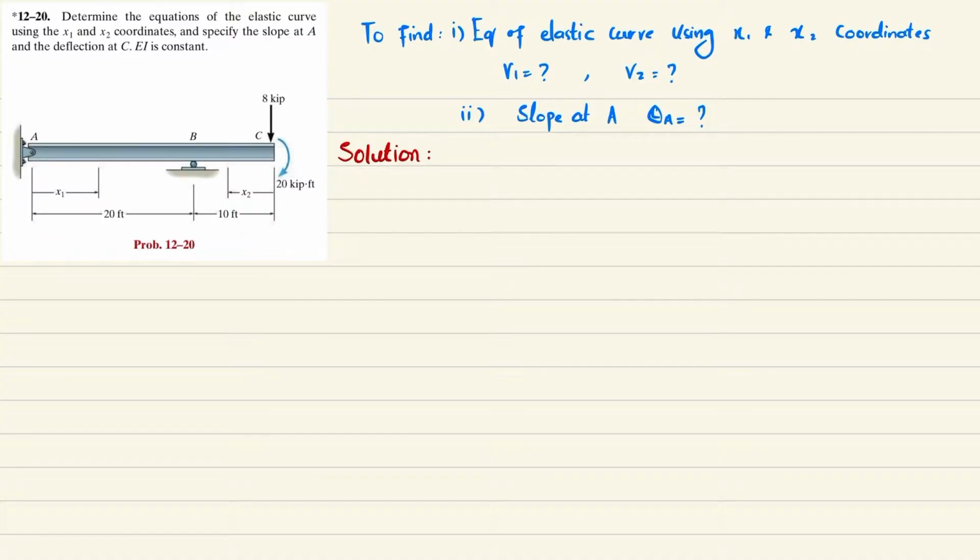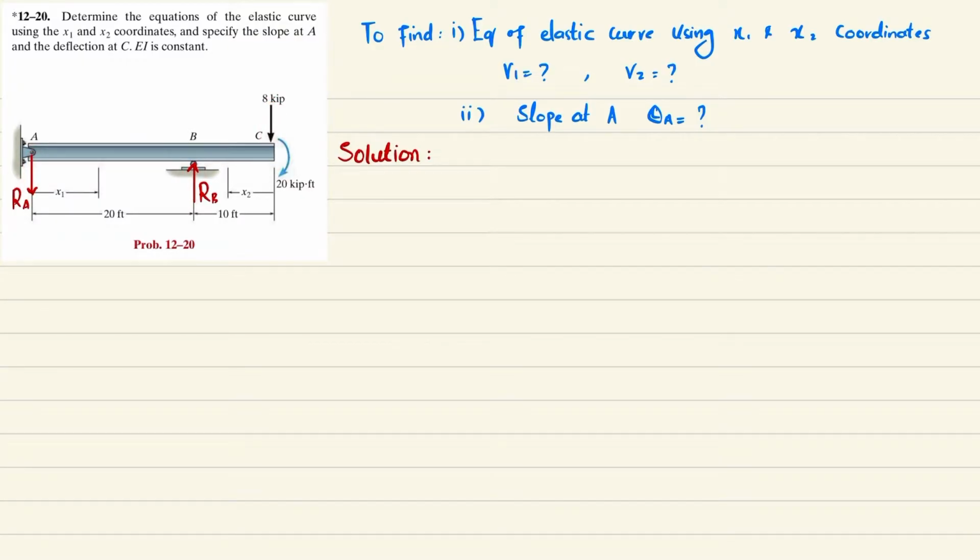So the first step is that if you remove this support at A, you will definitely have a reaction force. Let this be RA, and if you remove this support, you will have a reaction force RB. Now you can see this load is downward, so this will be upward, and in order to keep it balanced, this should be downward.